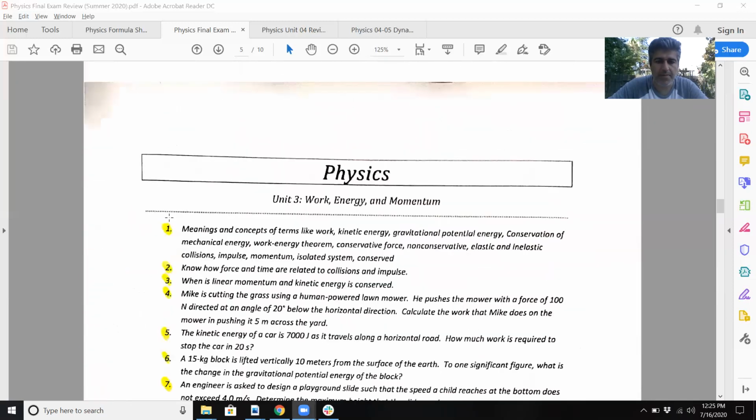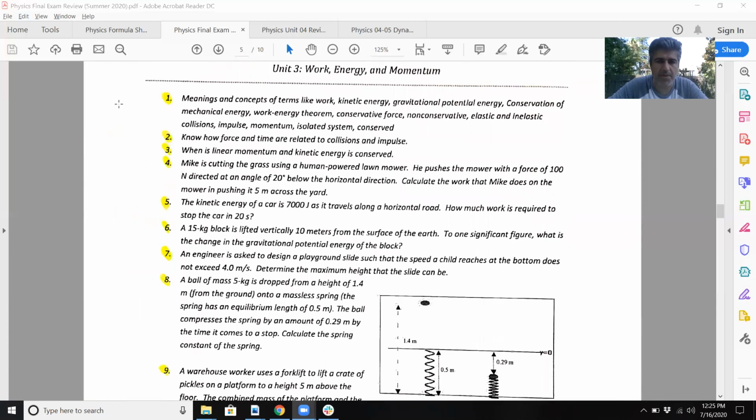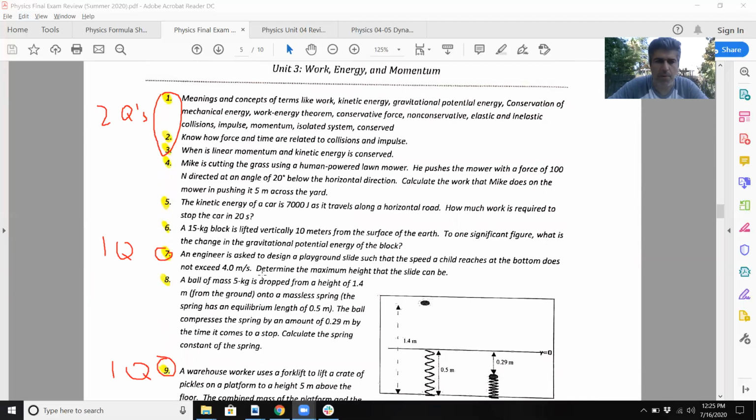For Unit 3, on work, energy, momentum. Again, this is going to be a little more conceptual focused. 1, 2, and 3, 2 questions. 7 and 9, I'll probably put a question there as well. 7's conservation of energy, and 9, I think that's on conservation of energy. Let me look at that one. Oh, it's power. That's not too bad. Yeah, a little more formula based.